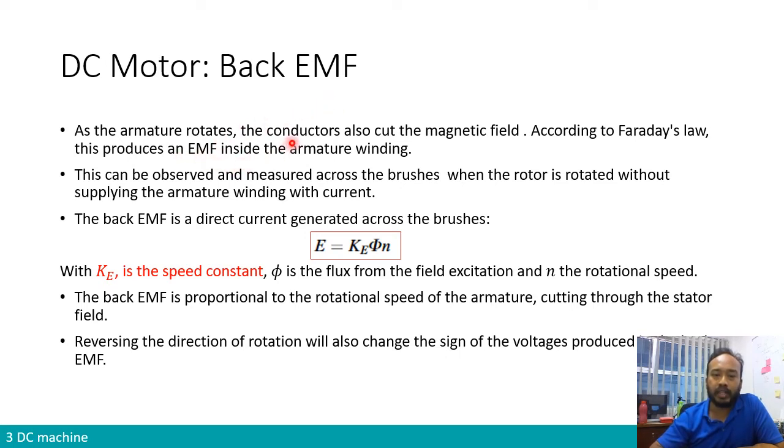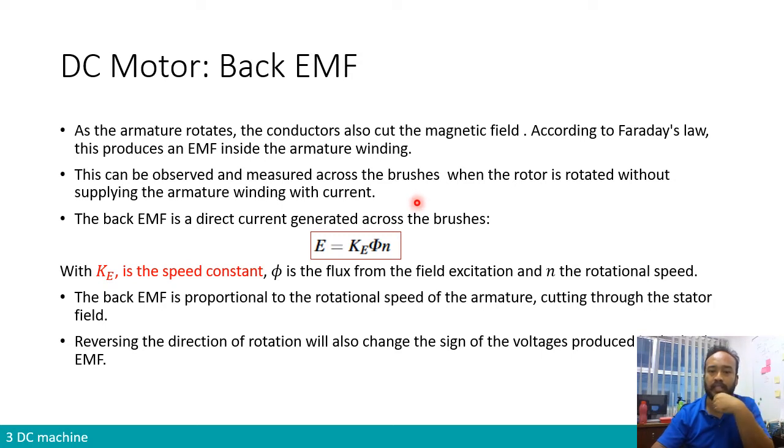As the armature rotates, the conductor cuts the magnetic field. Therefore, according to Faraday's law, this will produce a certain EMF inside the armature winding. Okay, this can be observed and measured across the brushes. If you take a voltmeter or multimeter and measure across the brushes while rotating your rotor without supplying any voltage to the armature, rotating the rotor alone will produce a certain voltage.